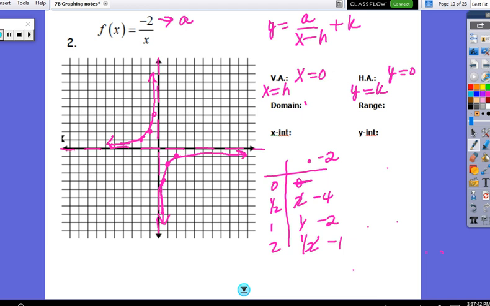Alright, remember our domain, all reals but x cannot equal 0, and our range is all reals but y can't equal 0, those asymptotes. This graph doesn't touch the x-axis, so there's no x-intercept, and there's also no y-intercept.